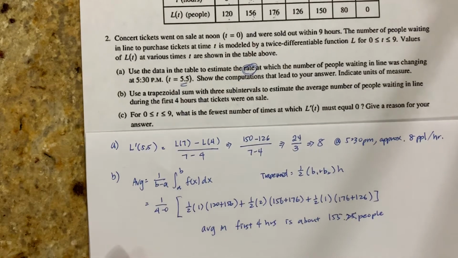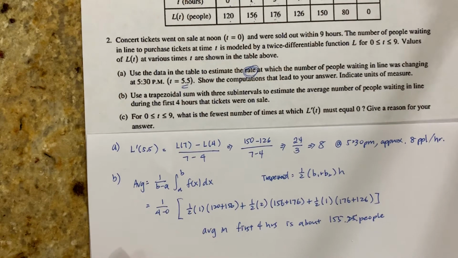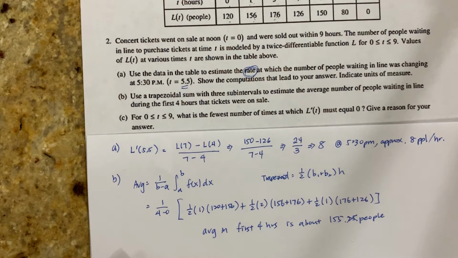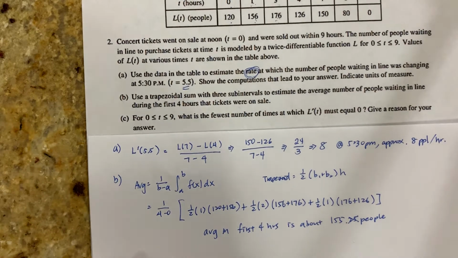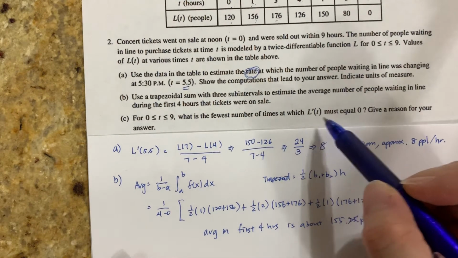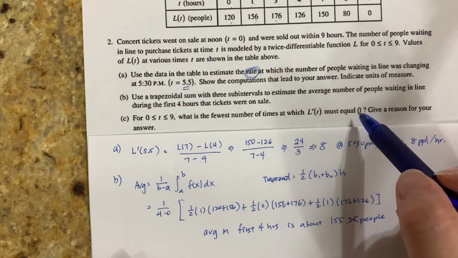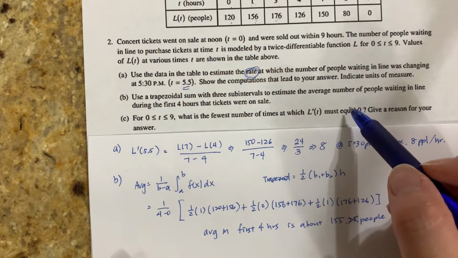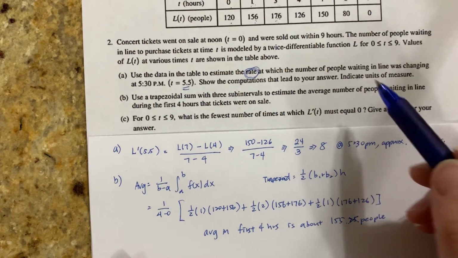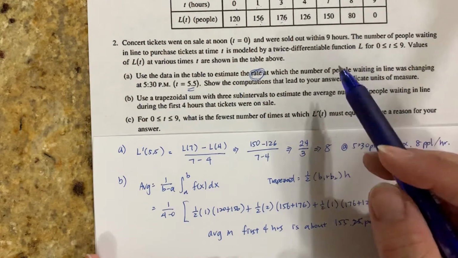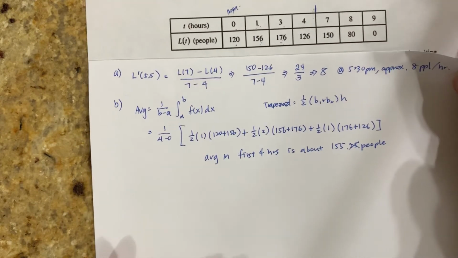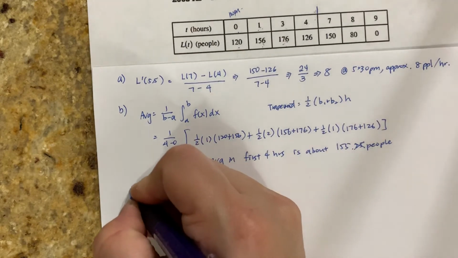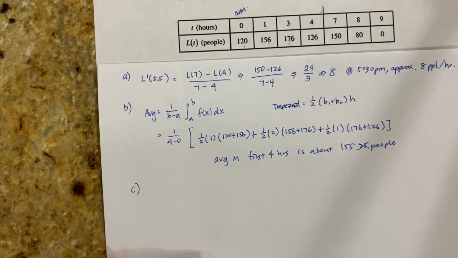Between 0 to 9 hours, what is the fewest number of times at which the derivative of L(t) must equal 0? Give a reason for your answer. So we're looking at when the first derivative equals 0, we're looking for an extrema. We're looking for whether you get a maximum or a minimum. In this case, it's actually a little easier to graph this out to get an idea of what the L(t) may look like, and then you can use that to justify your answer.